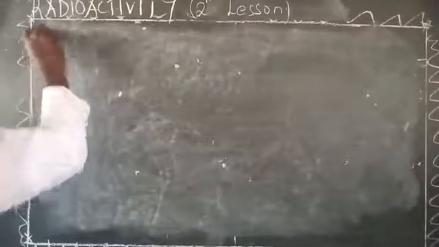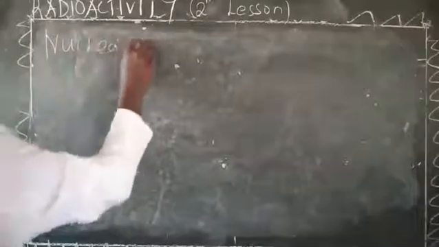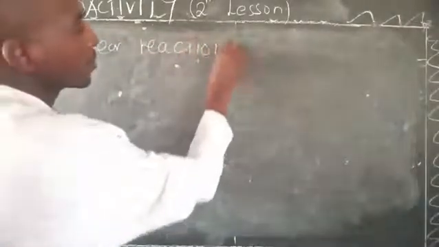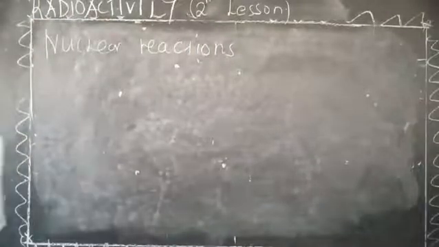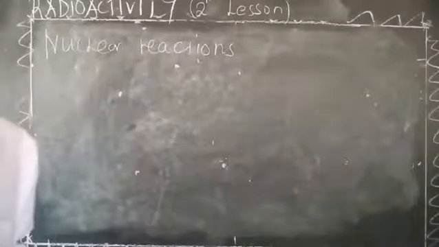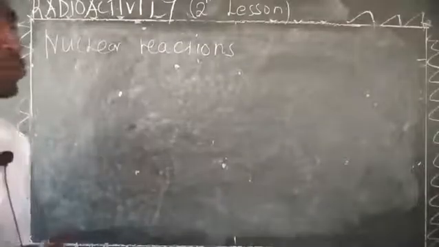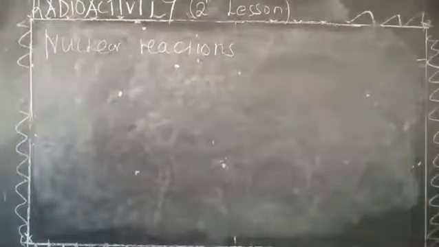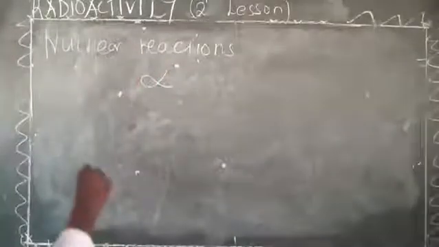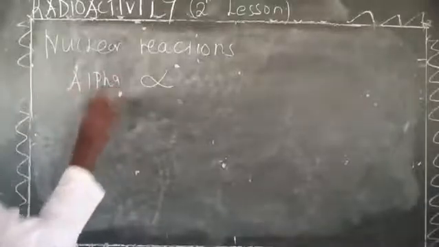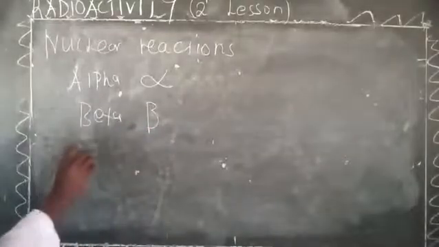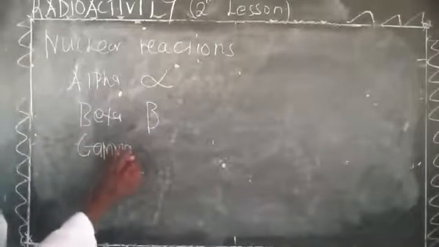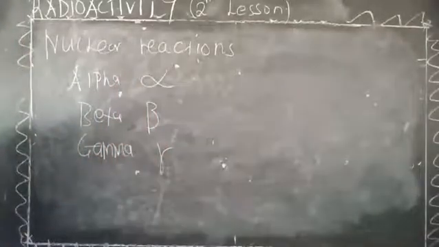The next thing that we might need to look at is what is called the nuclear reaction. And from our previous lesson, we said that there are 3 types of radiations that are emitted during radioactivity, and that was alpha radiations, which we represented like this. We also had the beta radiations that we represented like this, and we also had the gamma radiations that we represented like this.